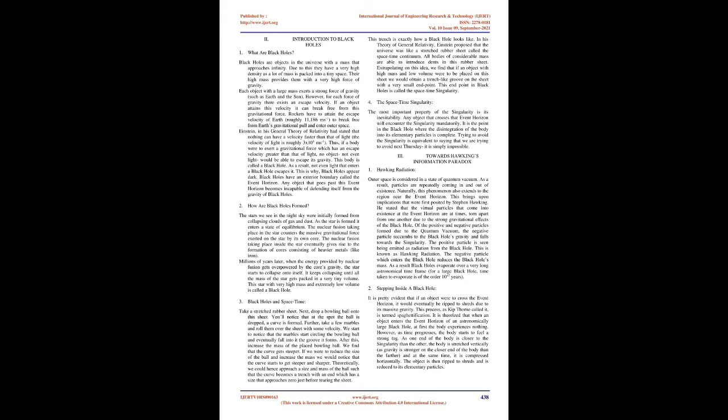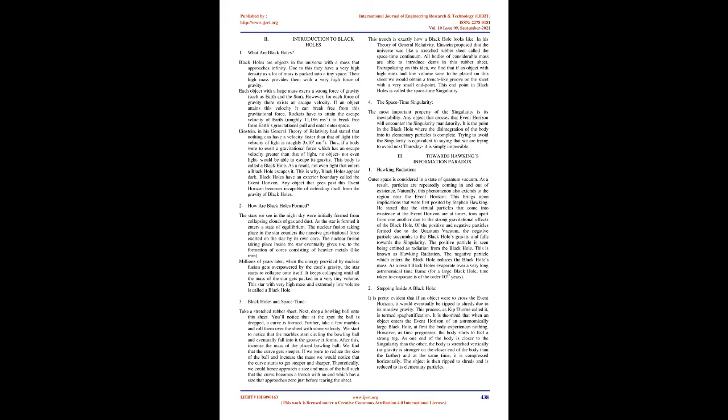Einstein, in his general theory of relativity, had stated that nothing can have a velocity faster than that of light. The velocity of light is roughly 3×10^8 m/s. Thus, if a body were to exert a gravitational force which has an escape velocity greater than that of light, no object, not even light, would be able to escape its gravity. This body is called a black hole.